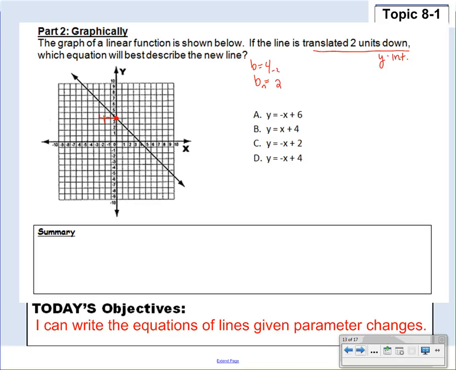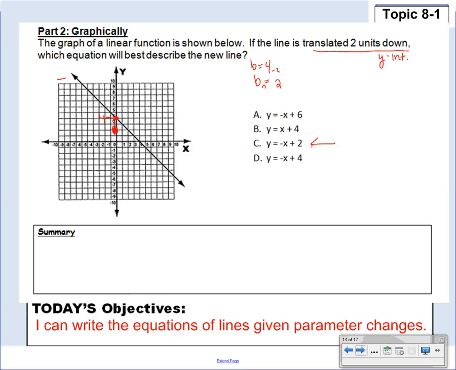Let's see if that works on a graph. 1, 2, translate it down. And notice it didn't say anything about the slope changing, so the slope should still be the same. So first off, I can look to see where's my y-intercept equal to 2 on the answers that are given, and that looks like C. So just looking at the y-intercept, I could get rid of everything else.